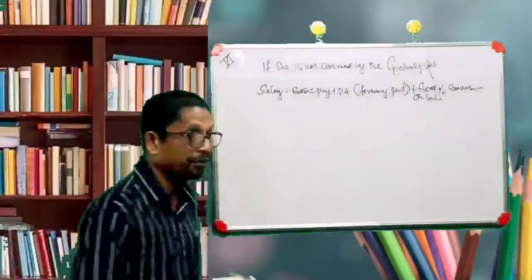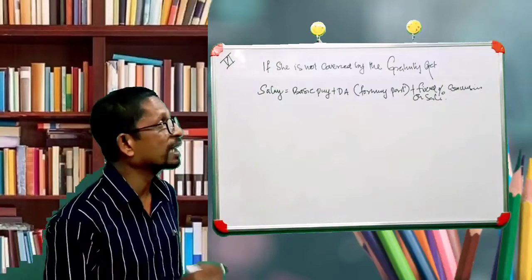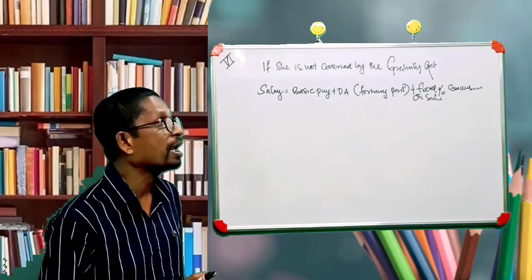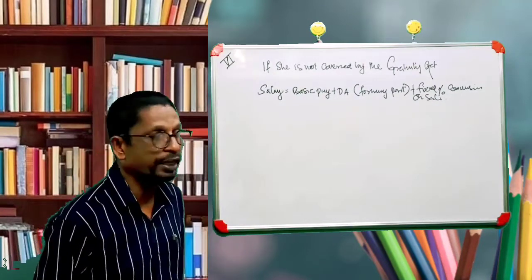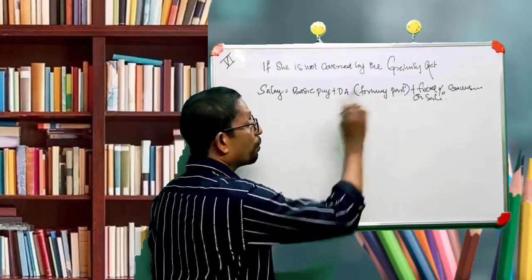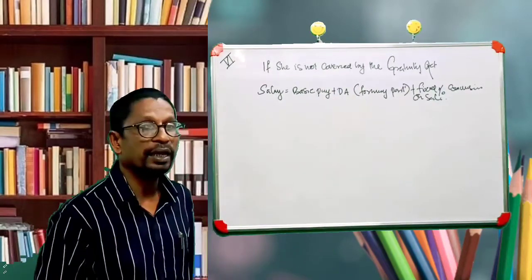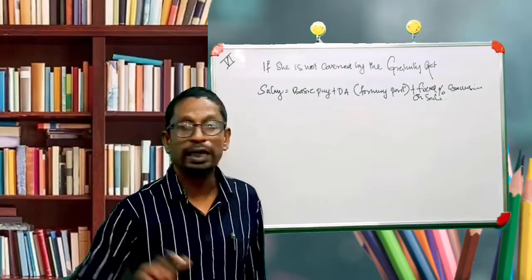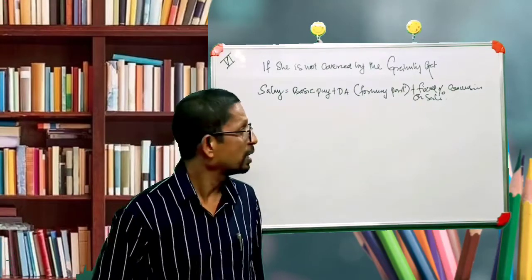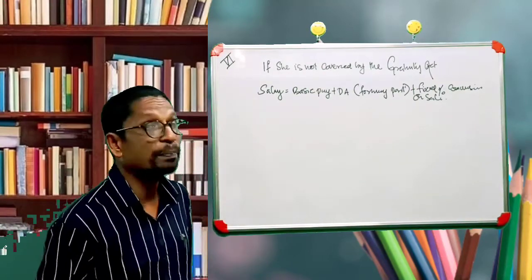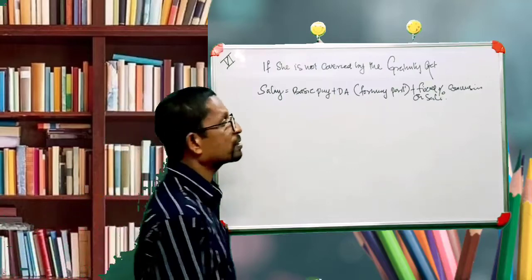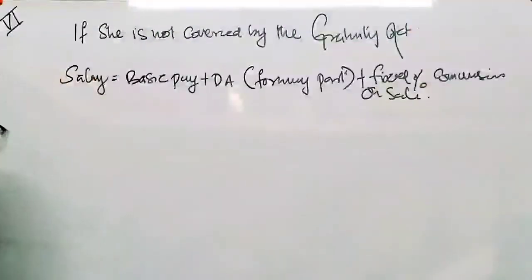plus DA. While finding the salary here, please take the DA or the information given about the DA. We are taking only the forming part, that means the part which is taken for the retirement benefits. That is how much now? That is 30% here. In this case, plus fixed percentage commission on sales.